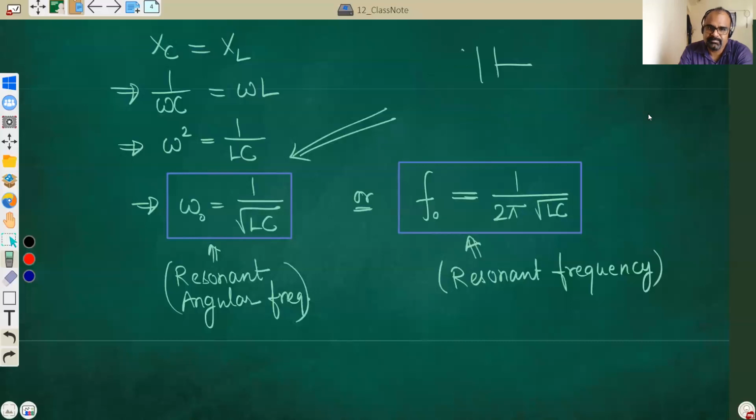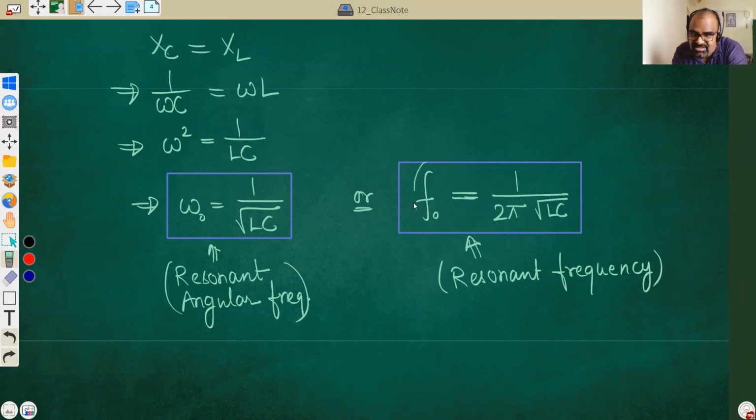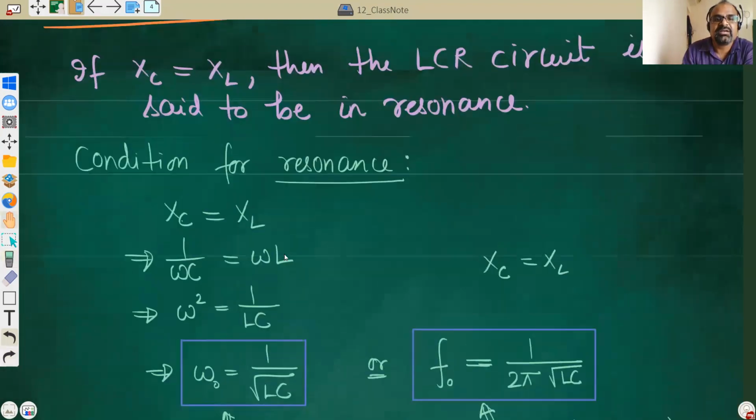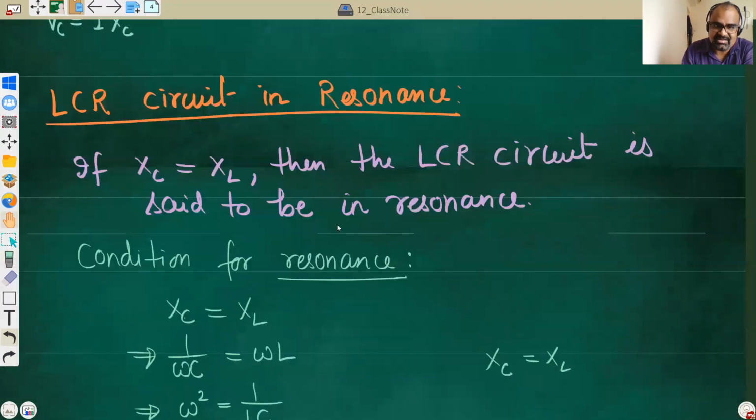Anyway, if source frequency matches with this frequency, listen, then automatically XC and XL will become equal. Now, source frequency is 50 hertz in our practical day-to-day life. AC frequency is 50 hertz. So if that matches with this, you get this.